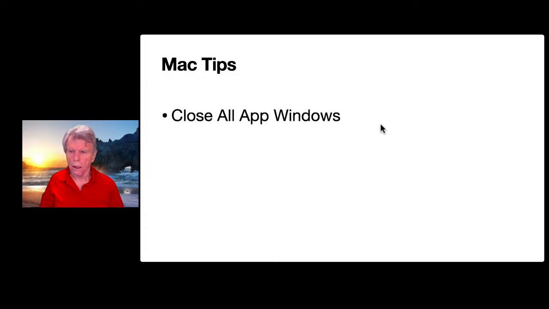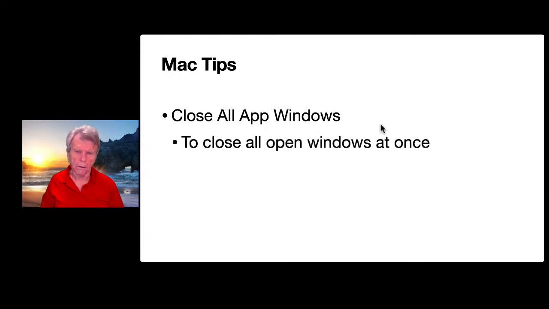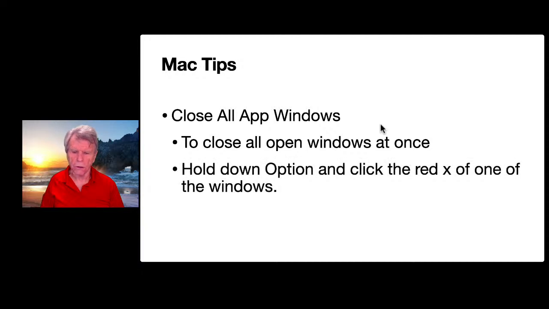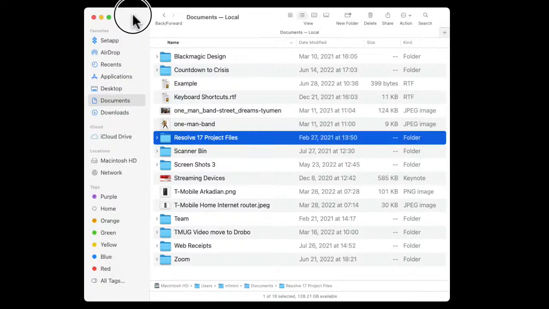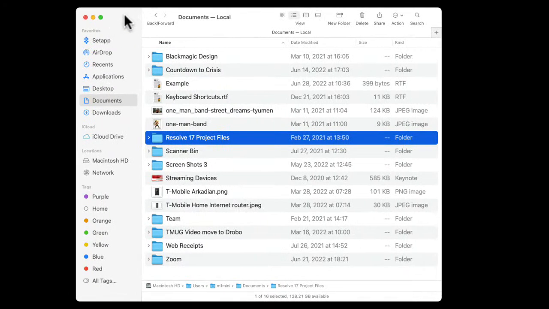So another nice little tip is to clean up your desktop. You can close all your app windows at one time. And the way you do that is you hold down the Option key and you click the red X on any one of the windows and it closes them all. So if we go back in here to the Finder and let's just open some more windows.